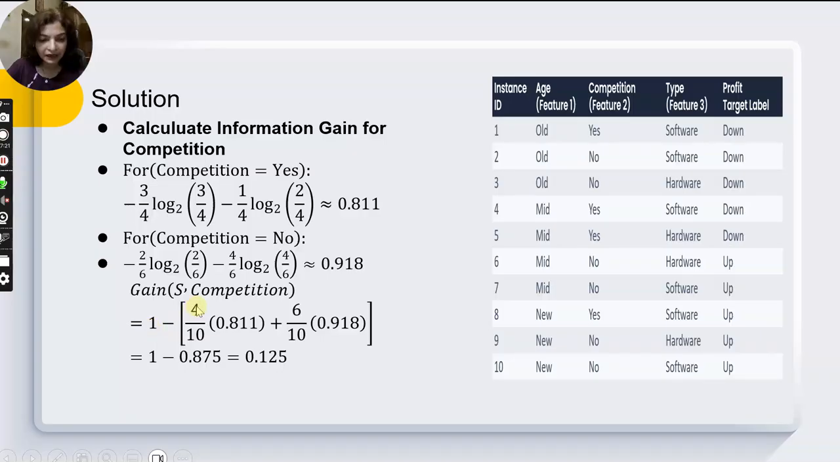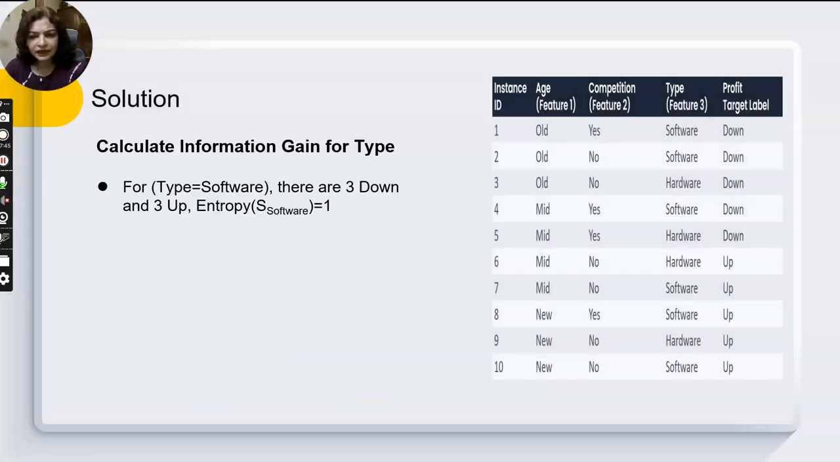So we'll calculate information gain of the data set with respect to competition. So this is entropy of the data set minus summation of all its categorical values' weighted entropies. So the weight of yes, we have 4 yeses. Therefore, weight of yes is 4 by 10 into entropy of yes, that is 0.811, plus we have 6 no's. So weight of no is 6 by 10 into 0.918, which comes out to 0.125.